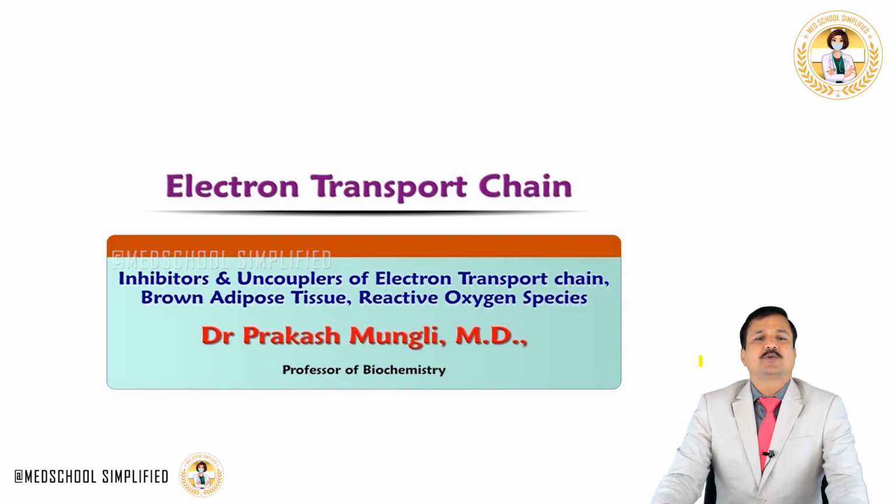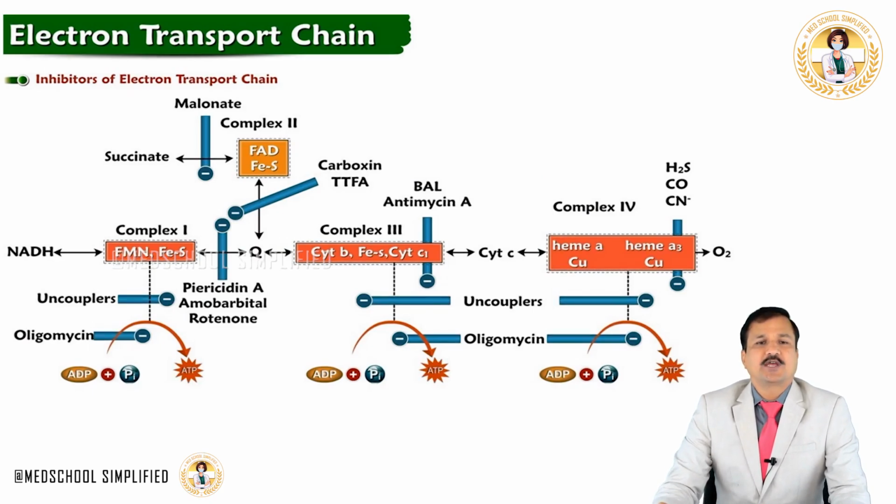So in this video on the electron transport chain, I am going to explain all about inhibitors and uncouplers of the electron transport chain, brown adipose tissue, and reactive oxygen species and antioxidant molecules. Let's jump into this. Inhibitors of the electron transport chain are shown in this particular figure. We have complex 1, complex 2, complex 3 and complex 4 inhibitors shown, and uncouplers are also shown in this figure.